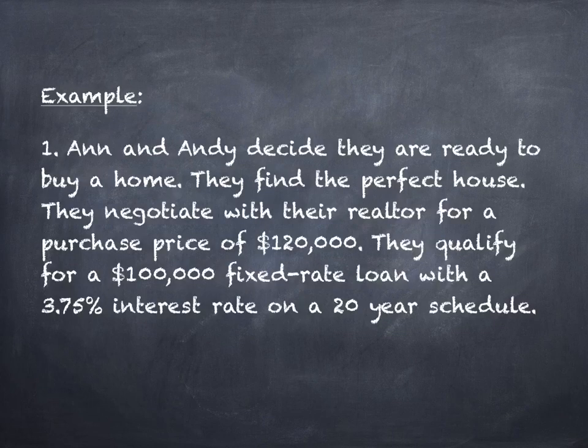We are back to our favorite couple, Ann and Andy. Ann and Andy decided they are ready to buy a home, and they find the perfect house. They negotiate with their realtor for a purchase price of $120,000, but they only qualify for a loan for $100,000, fixed rate loan, 3.75% interest rate, and it's for 20 years.